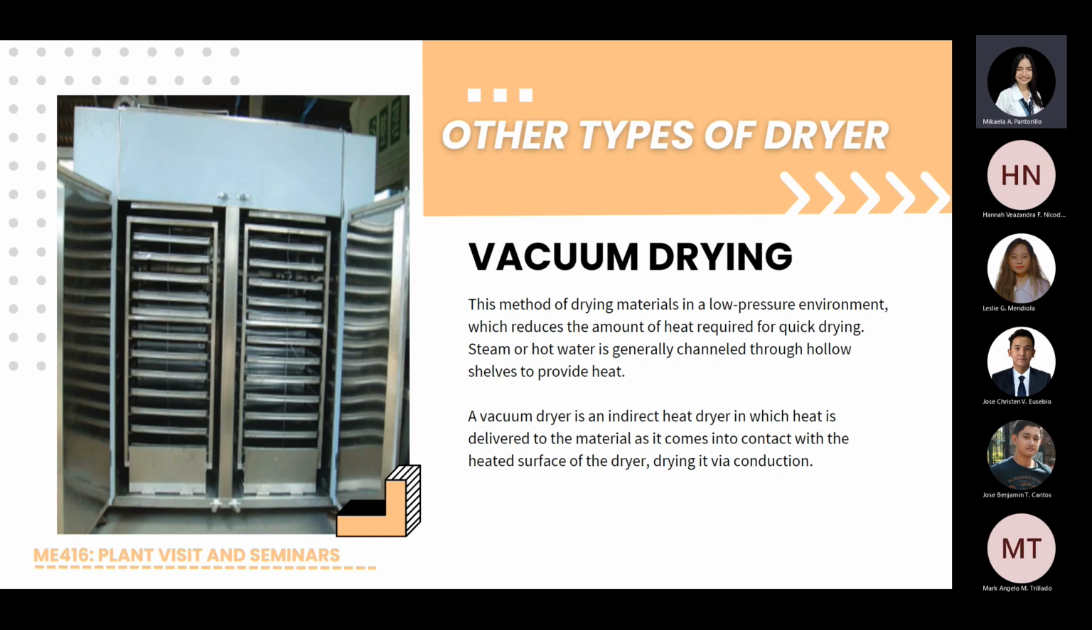A vacuum dryer is an indirect heat dryer in which heat is delivered to the material as it comes into contact with the heated surface of the dryer, drying it via conduction. Next.